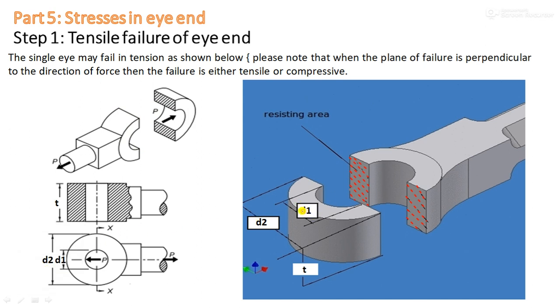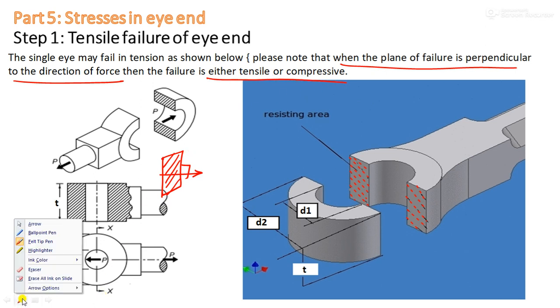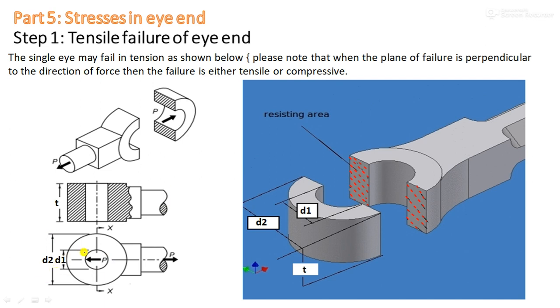So you can remember it like this also: when the plane of failure is perpendicular to the direction of force, let us say this is the direction of the force, and this is the plane of failure in which the tensile failure is happening. If this is perpendicular, then the failure is either tensile or compressive. Is it clear? Okay, so now what is the first step?